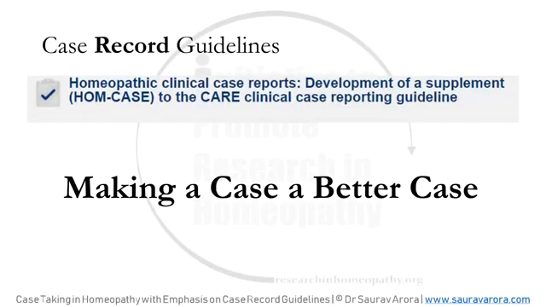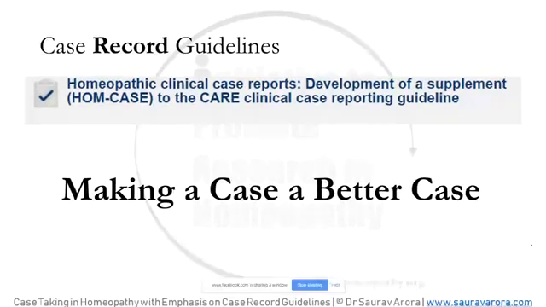Now, moving further about the guidelines, what case record guidelines means: these are the homeopathic clinical case report guidelines, the development of a supplement that is HOM-CASE, the CARE clinical case report guidelines for making a case a better case. These guidelines were published a couple of years back, and they collated all the important criteria from homeopathy which should be included in a case to make it a better case. So we have a well-treated case in our clinic, but as I said, that may not be a well-written case because of the methodology.